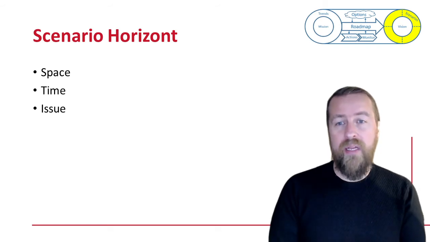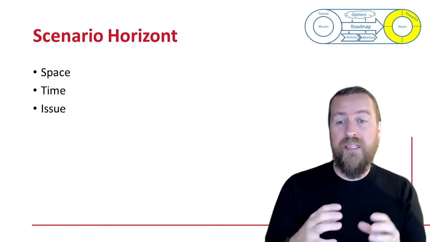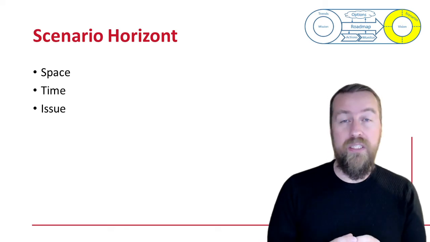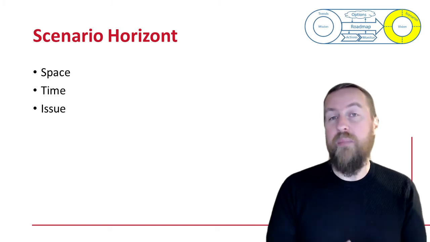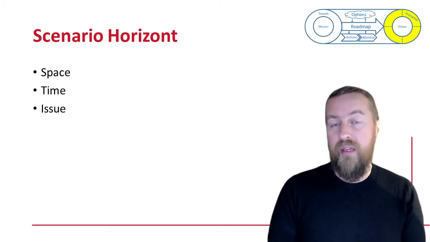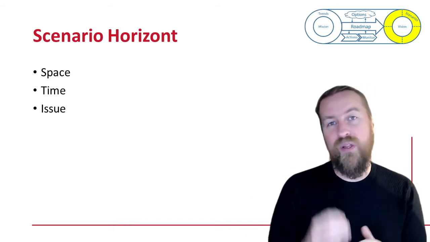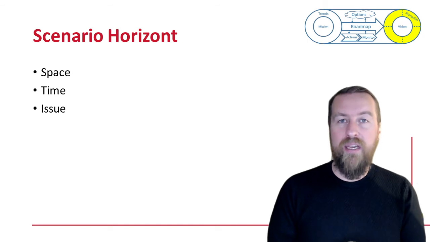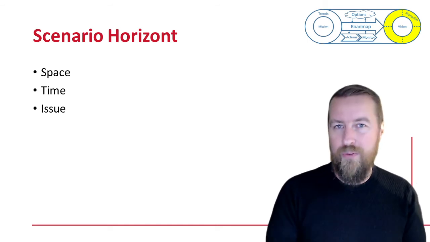The last topic is the issues. What are the topics that we will be addressing in these scenarios? Somehow we need to limit ourselves a bit. We cannot do everything. We cannot predict everything. Well, as one of the Danish philosophers said, it is really difficult to predict, especially about the future.